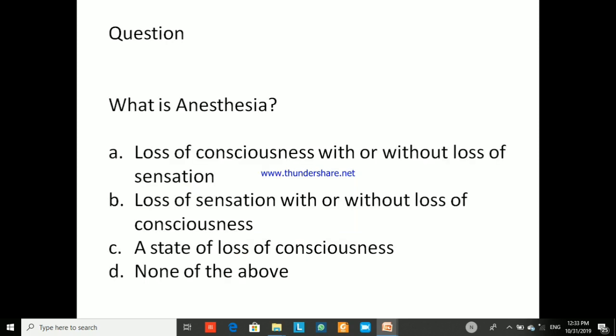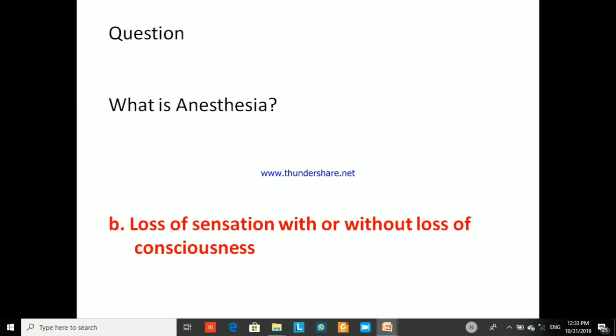Question. What is anesthesia? Loss of consciousness with or without loss of sensation. Loss of sensation with or without loss of consciousness. A state of loss of consciousness. None of the above. Question. What is anesthesia?